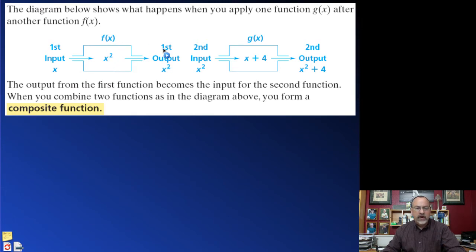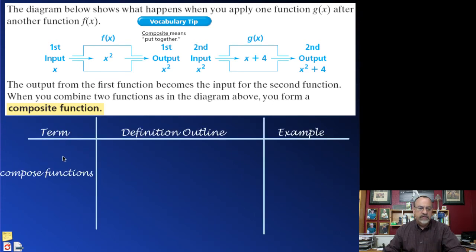We then take that y value and put it into a separate function, the g function, and then that produces another g of x value or a y value. And when we put one function's output into another function, that's called composing functions. Composite meaning to put together. So this is what composing functions consists of. We take the output of one function and then it becomes the input of the next function.